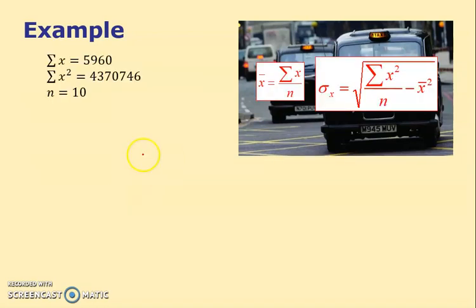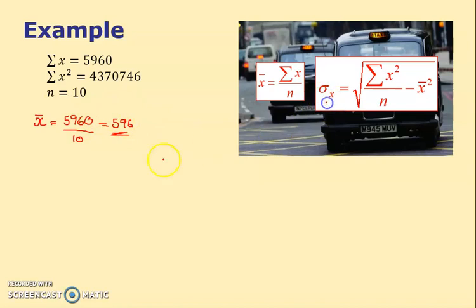So I've made some space. These are the formulae again. So okay, we're going to have to do it. So first job is to always find the mean, x bar. And the formula says sigma x over n. That's 5960 divided by n. It's 10, which is 596. So on average, 596 people travel by taxi every day.